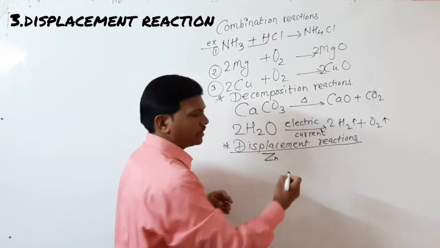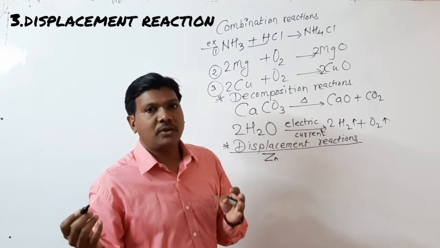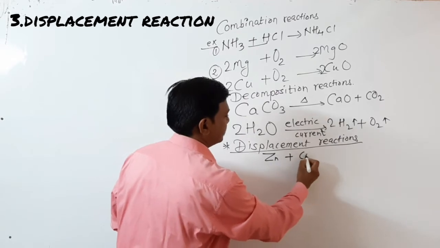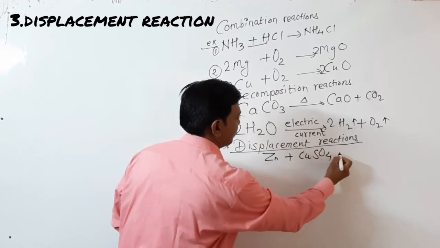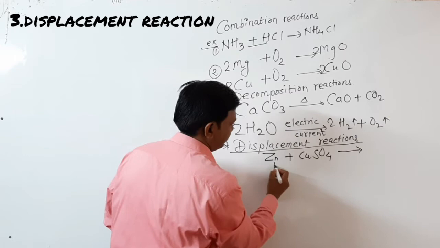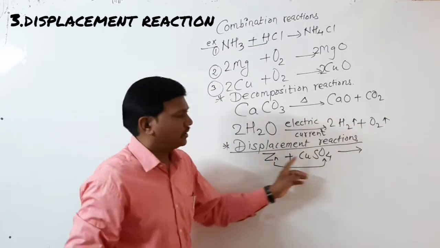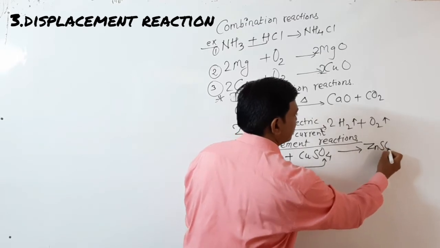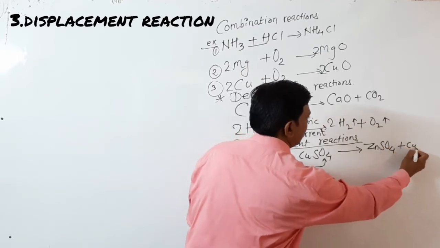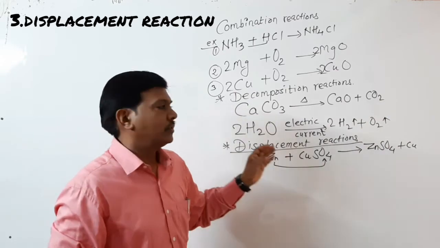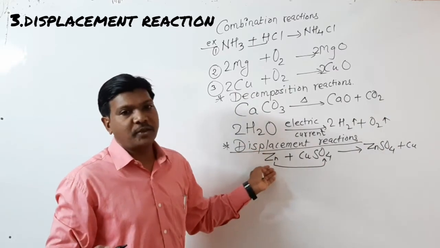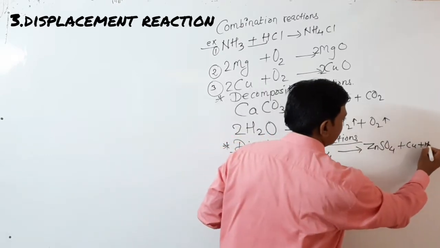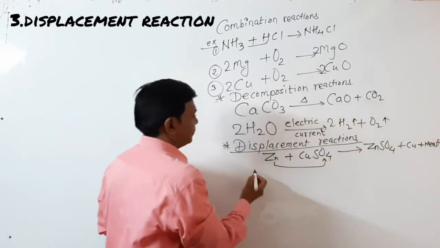See, Zn means zinc and copper sulfate, you know, CuSO4, so plus copper sulfate. At that time it displaces: zinc combines with sulfate to form zinc sulfate and copper is formed. So this is displacement reaction plus heat. So we write here heat.